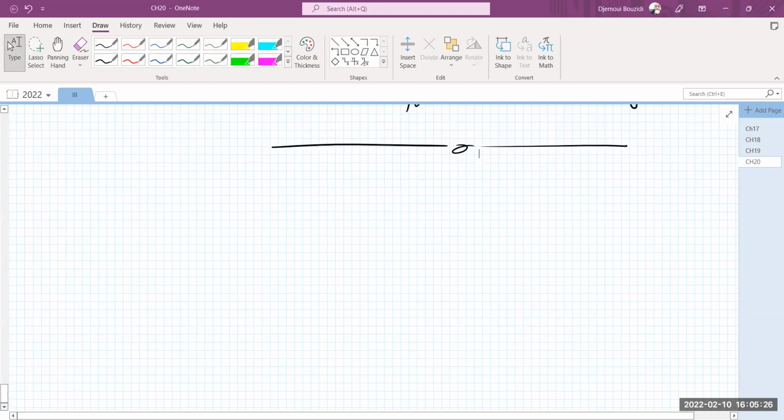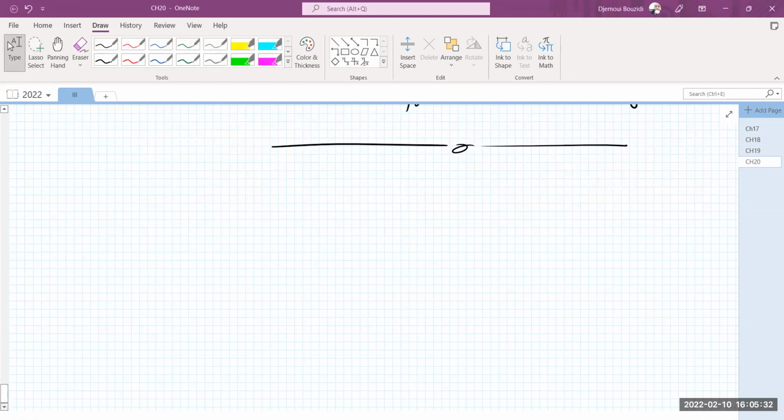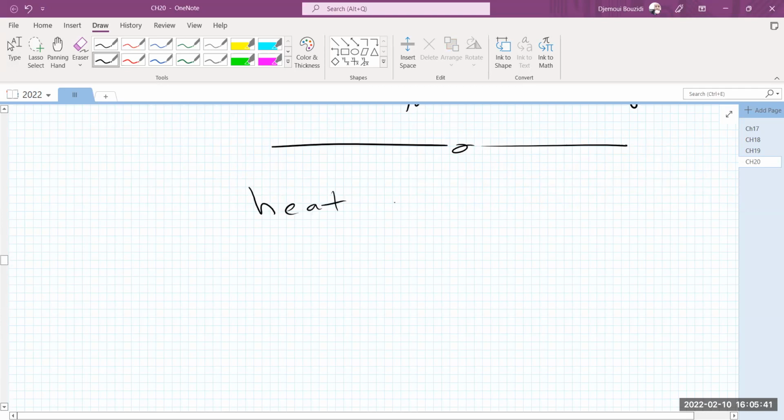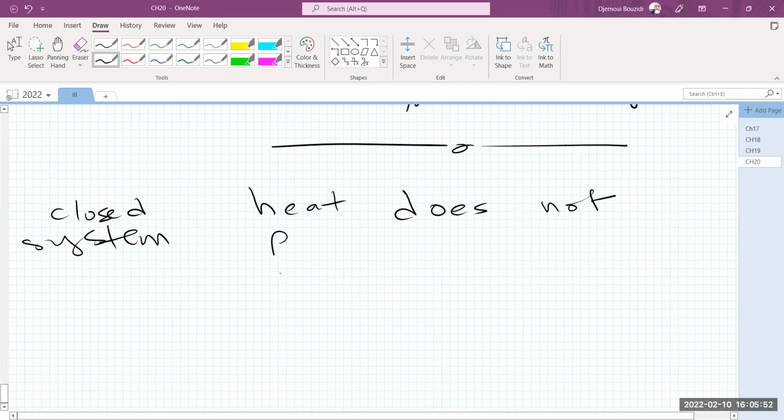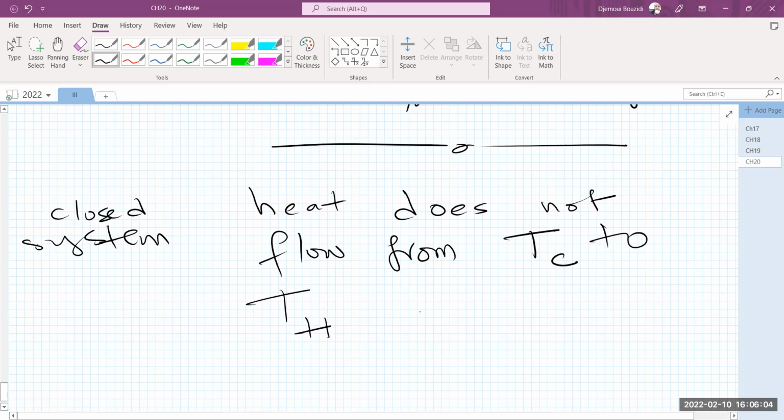So we said that Mr. Carnot in 1824 came up with the second law of thermodynamics. And the second law, the way he formulated it, is that heat in a closed system, of course, does not flow from a cold source with temperature Tc to a hot source, which is temperature Th, spontaneously on its own.